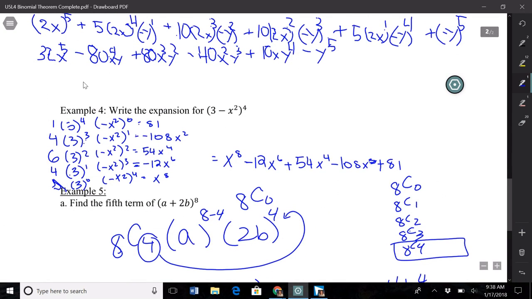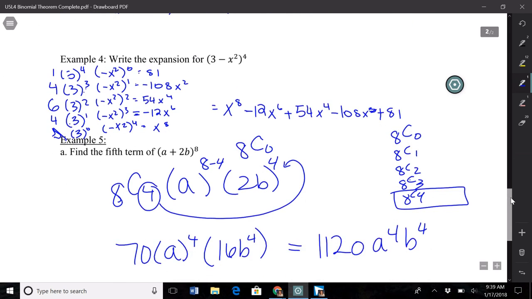Our next example, we had 3 to the fourth, the third, the second, the first, the 0 power, and then we have negative x squared, and that gets raised to the 0, the first, the second, the third, the fourth. Because it's originally x squared, all of our exponents on x are going to be even numbers: 8, 6, 4, 2. And once again, because it's negative, it flip-flops negative, positive, and you don't have to change the order. You can leave it in the order that it's given: 81 minus 108x squared plus 54x to the fourth minus 12x to the sixth plus x to the eighth. That's fine.